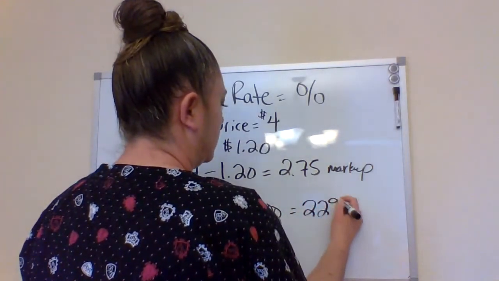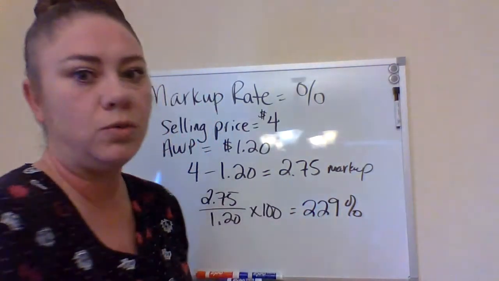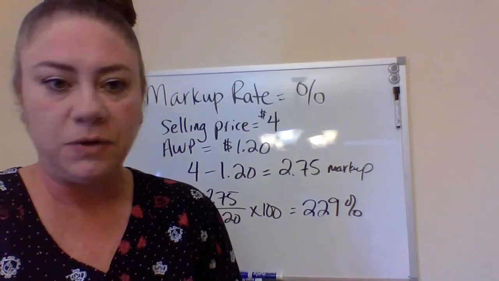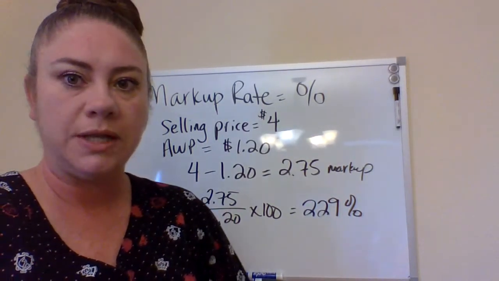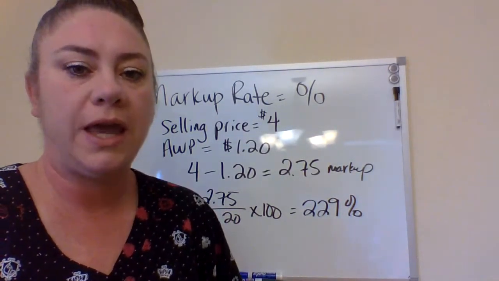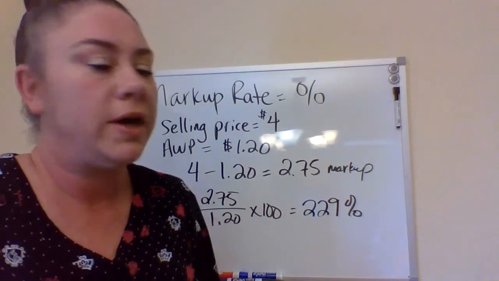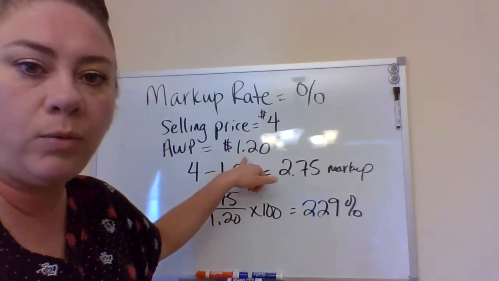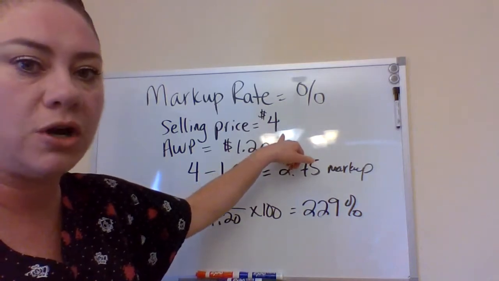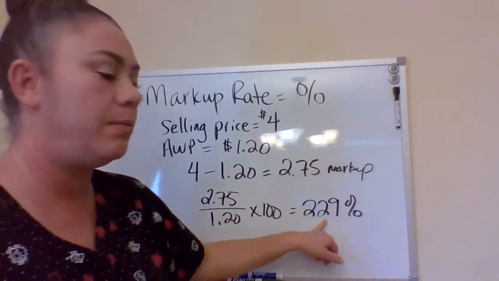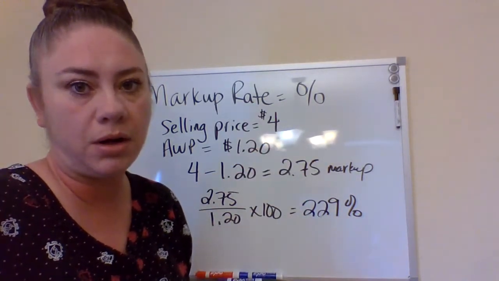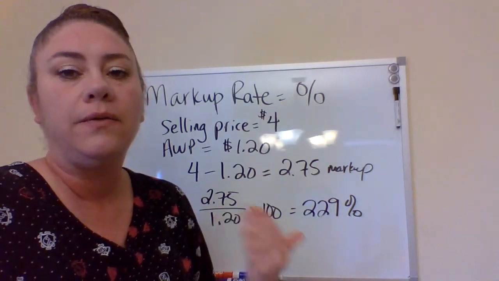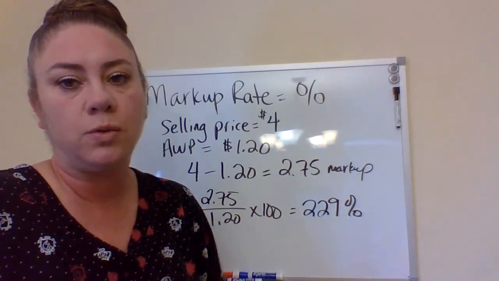229%. I wanted to do one of these because if you saw the 229%, you might think, oh my gosh, that's too much, that can't be right, but it is. Look at the amount that we pay for it and what we charge for it. That ended up being a 229% markup rate on the drug that we purchased at $1.20 and are selling for $4.